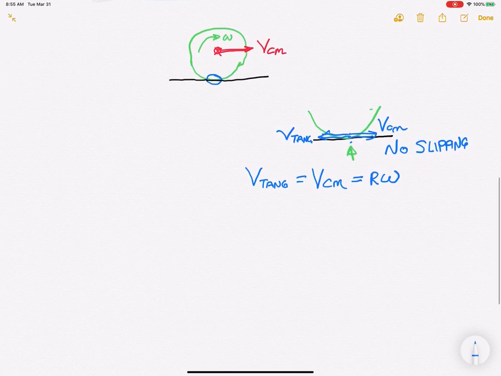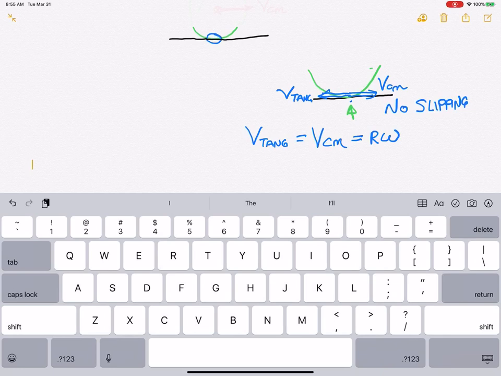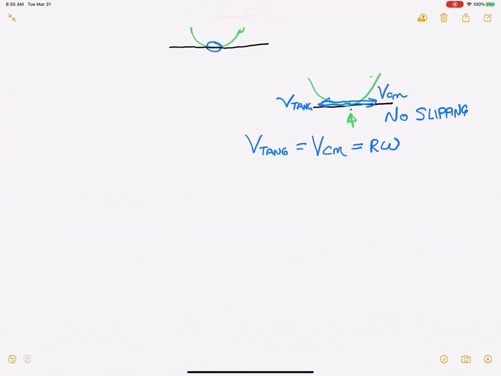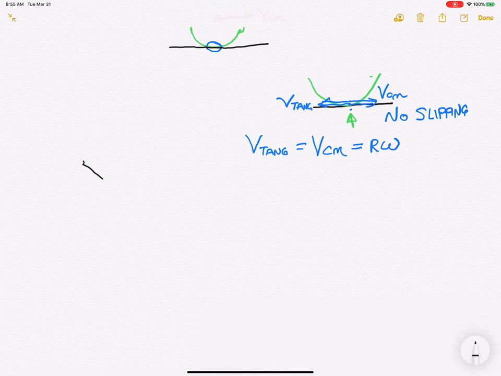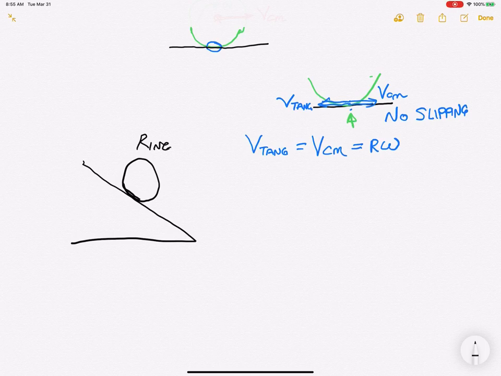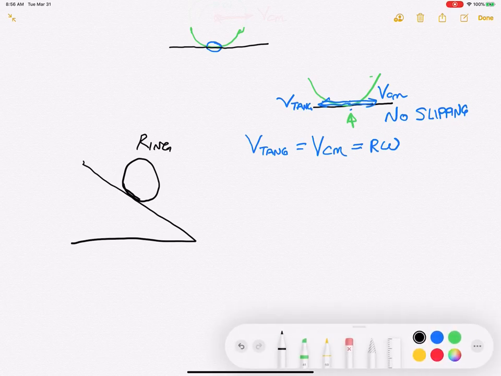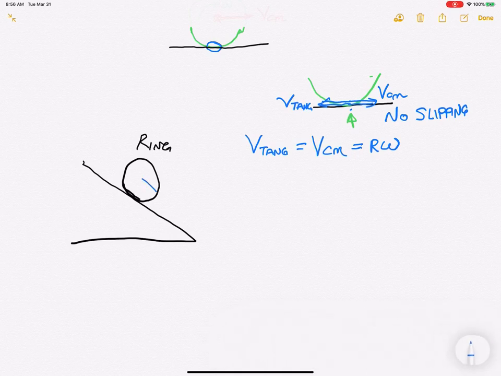And if we achieve this, things become a little bit easier. So, for example, let's build a hillside. And we'll make this a ring going down the hill. We're going to have our two velocities. We're going to have the velocity of the center of mass as it goes down the hill. And we're going to have the fact that it is now rolling, giving us a second velocity.